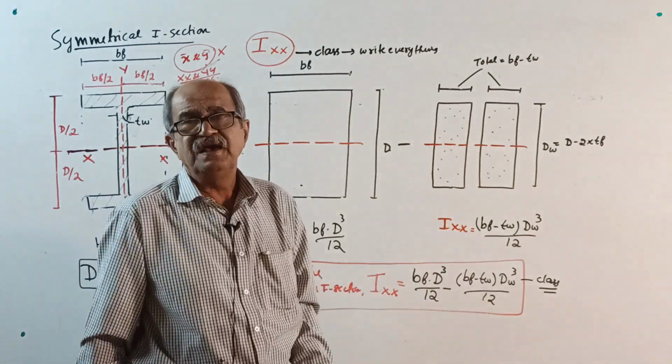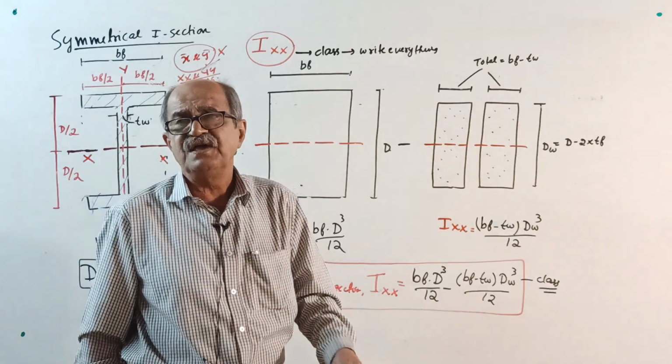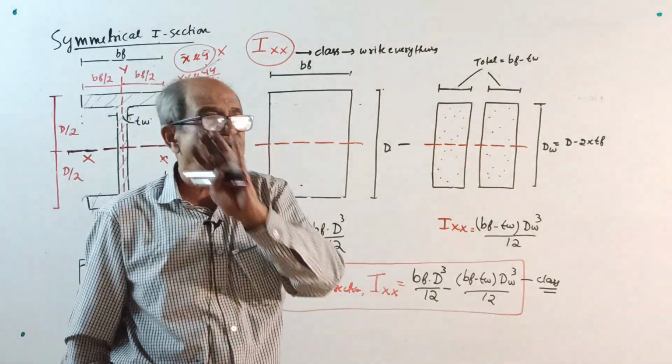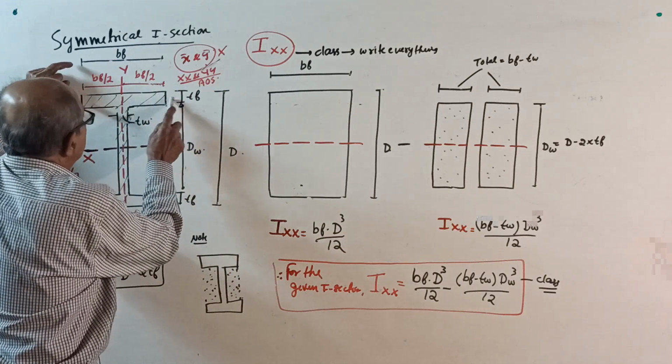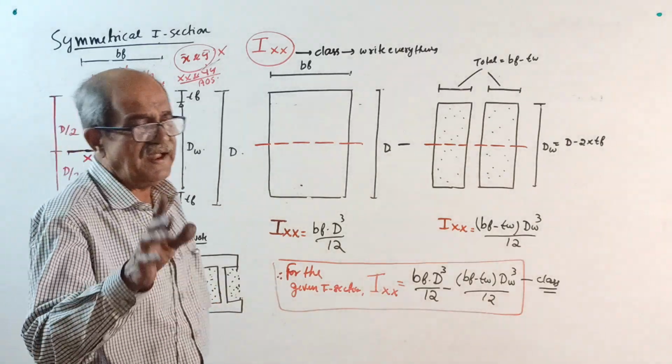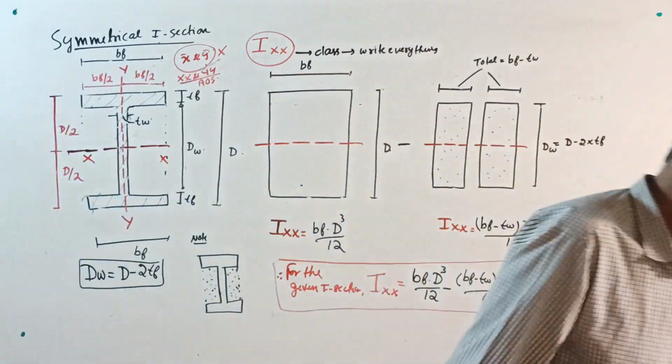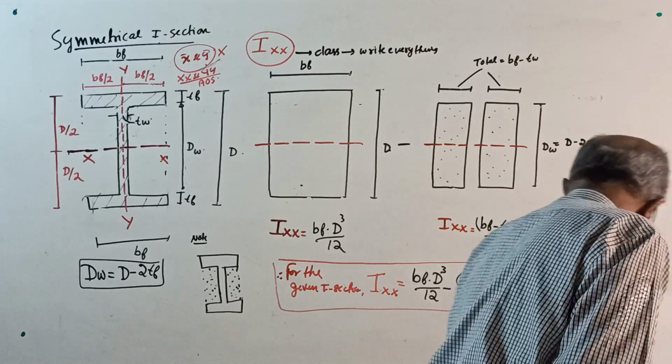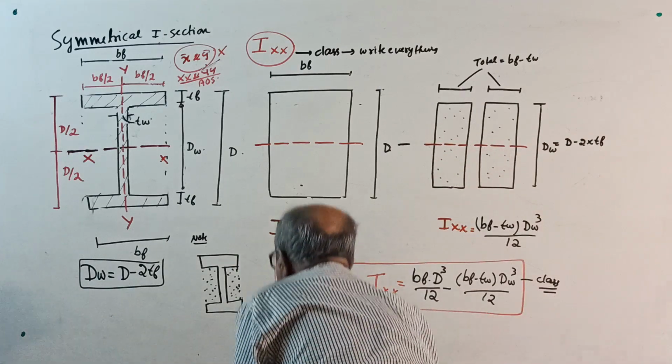If this is not clear, then find the moment of inertia the way I told you in the last class: Ig plus A square, Ig plus A square, Ig plus A square. Find it that way. If it is still not clear, I am helpless. This is regarding I about XX.